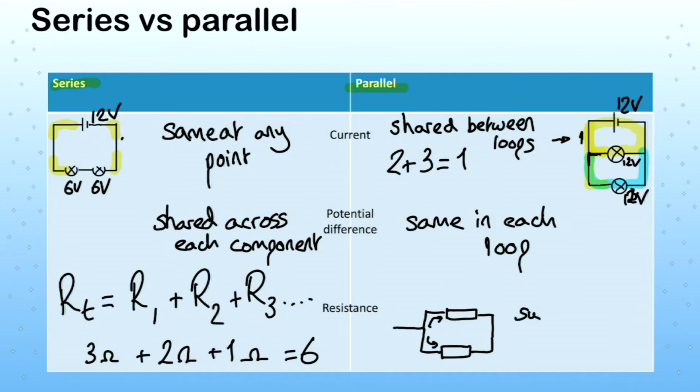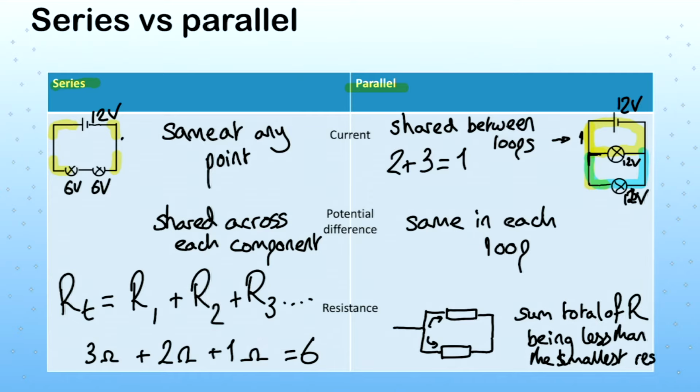And so the sum total of R ends up being less than the smallest resistor, because we've added in more pathway for the charge to move through. So adding a resistor in parallel actually reduces the overall resistance of the circuit.